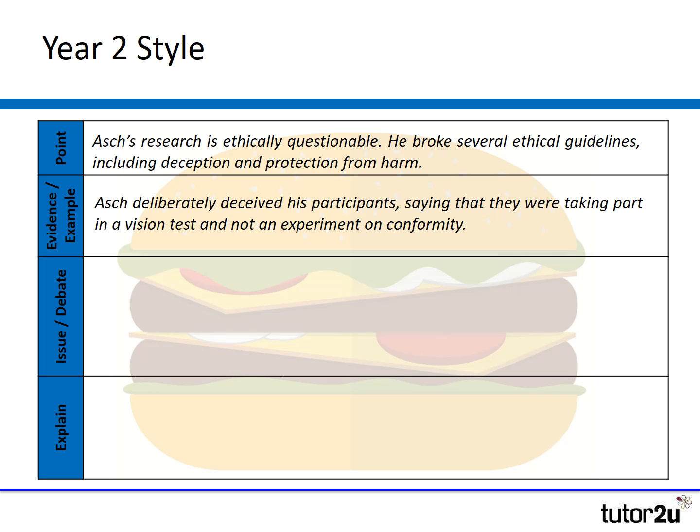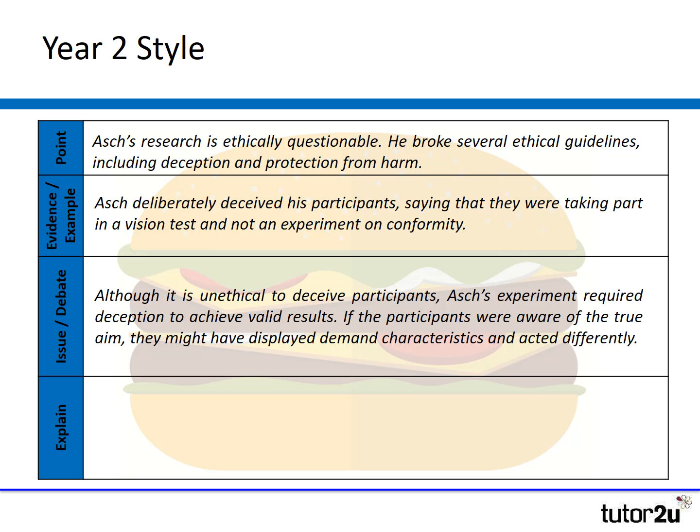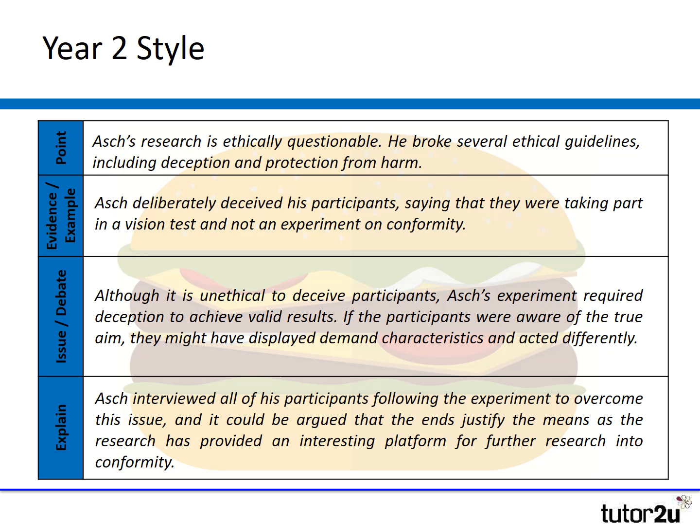So we keep the point and the evidence the same, so his research is ethically questionable and he broke several guidelines, including deception. He deliberately deceived his participants and said they were taking part in a vision test, not an experiment on conformity. You could counter-argue here and say, well, although it's unethical, his experiment required deception to achieve valid results. If the participants were aware of the true aim, they might have displayed demand characteristics and acted differently.